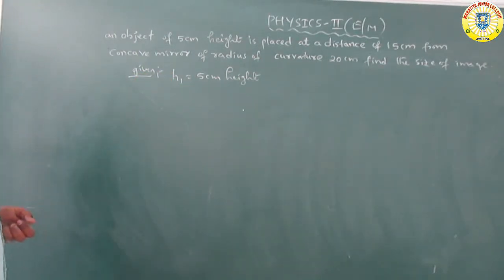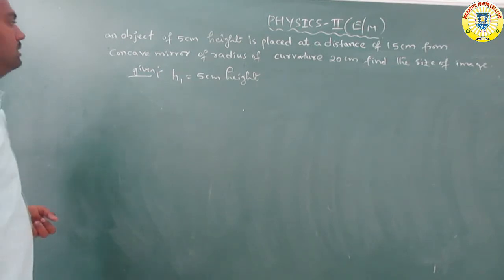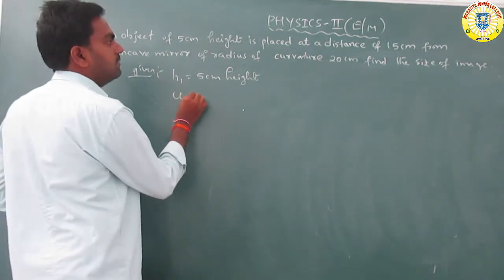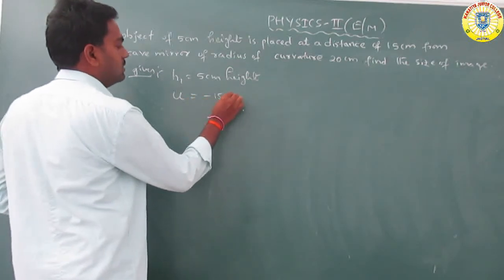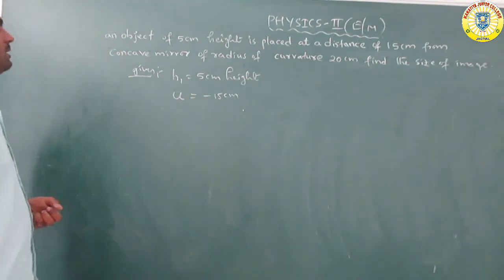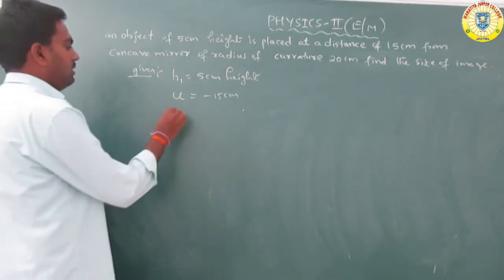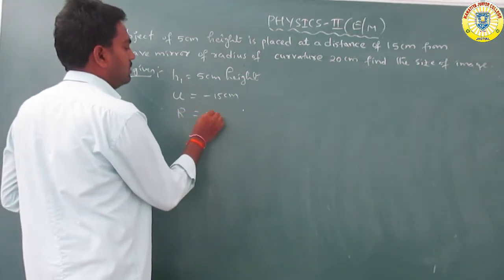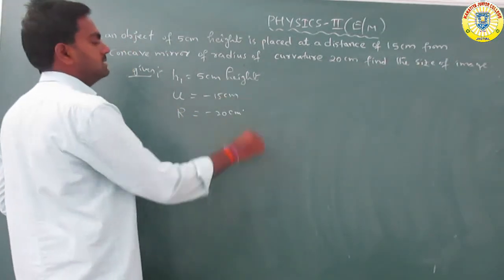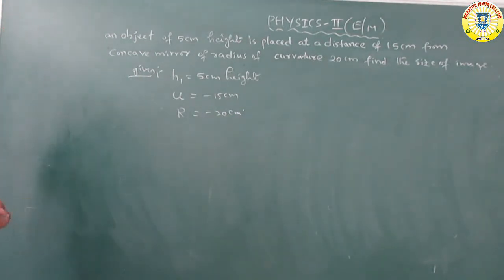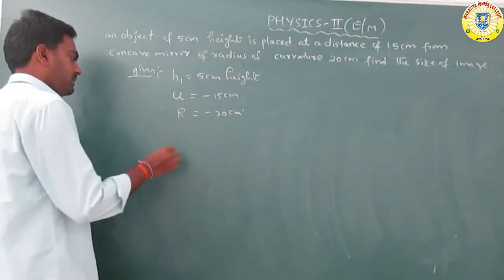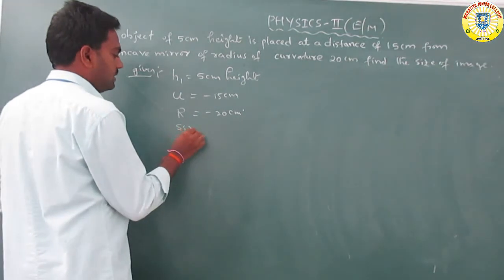Now the object is placed at a distance of 15 centimeters from the concave mirror, so u is equal to minus 15 centimeters. And the radius of curvature is given, R is equal to minus 20 centimeters. Find the size of the image. So the size of the image.